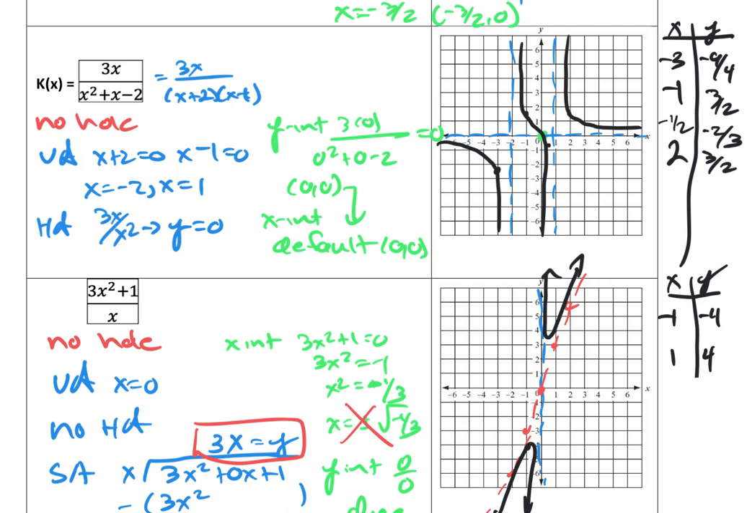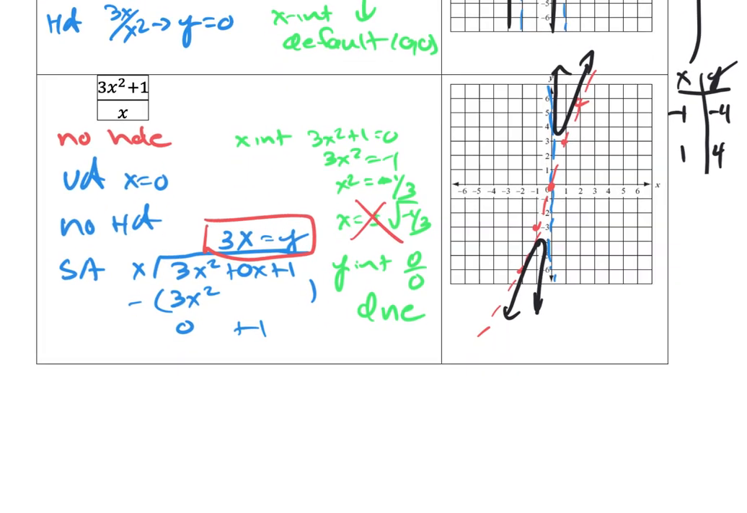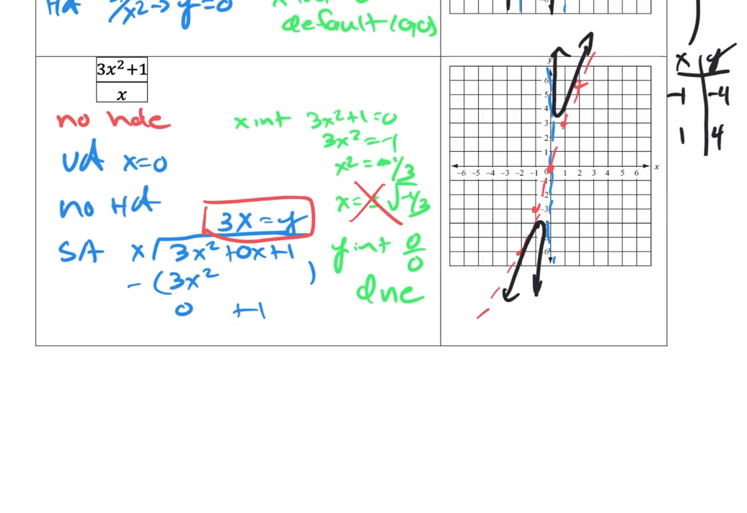And then for our last example here, what we notice is that there actually is going to be a slant asymptote. Again, I know there's no hole because I cannot factor my numerator. I find my vertical asymptote to be at x equal to 0. There is no horizontal asymptote because the numerator has the bigger degree, which means I have a slant asymptote. So I went ahead and did my long division. After doing long division, I got that y is equal to 3x. That is everything except the remainder, which became the equation for my slant asymptote.